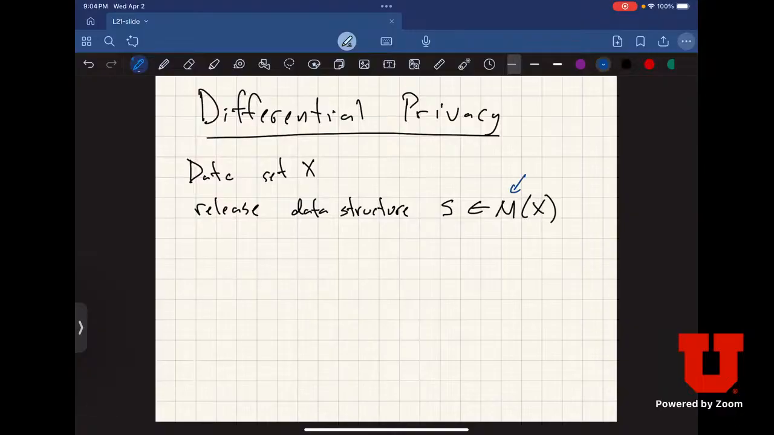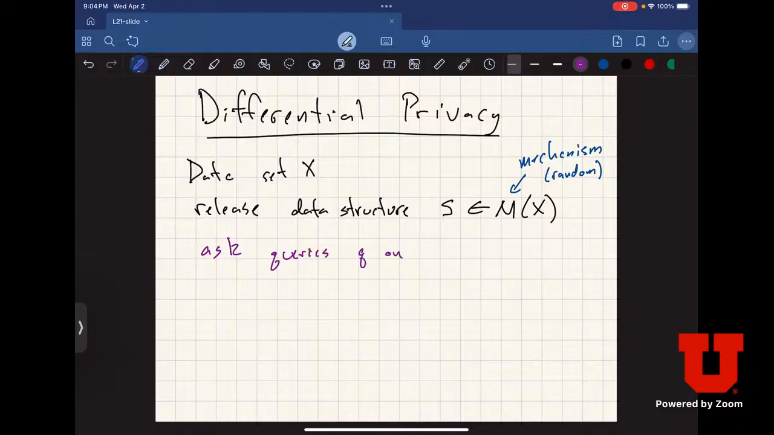Okay, we're going to call this process a mechanism to create the data structure S, which is released from the data set X. And this will always be a random process. Then what we'd like to do is to be able to ask some queries. What will you do with the data structure? You ask queries.